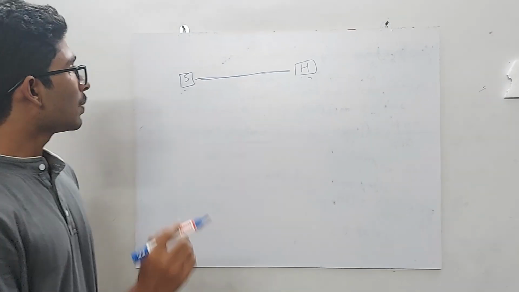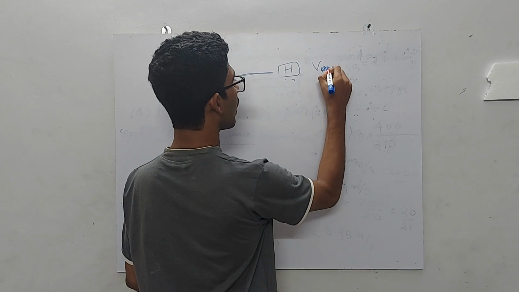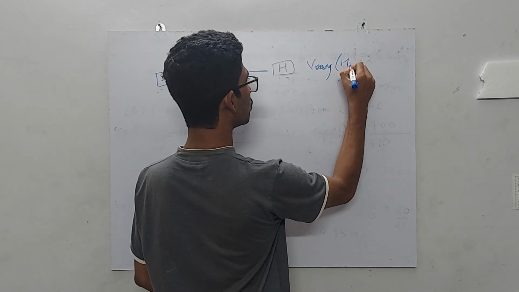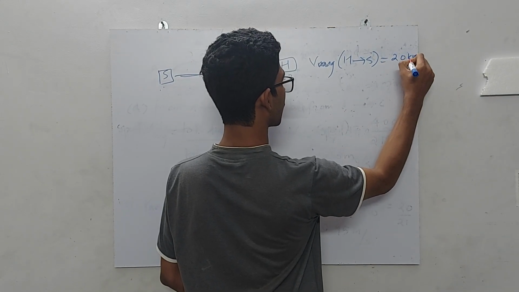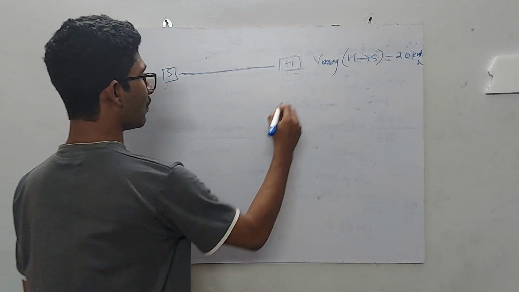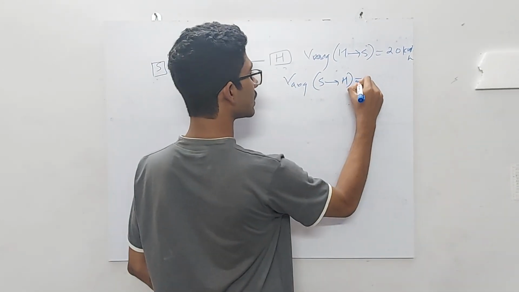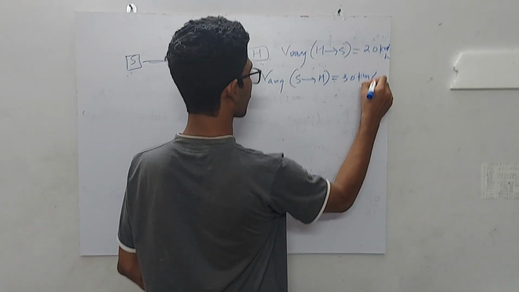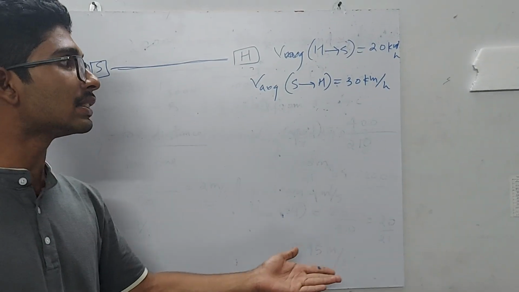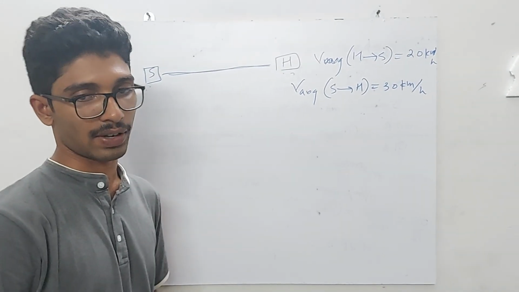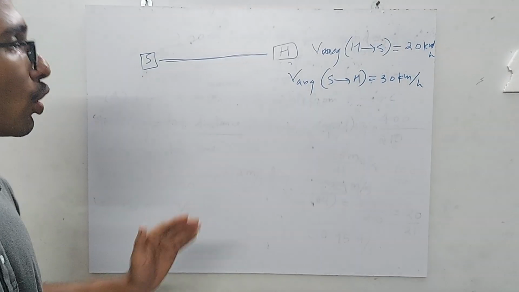Okay, so let's write V average from home to school is 20 km per hour, and V average from school to home is given to be 30 km per hour. So what would be the average speed of Abdul? From these two values, we feel like the obvious answer is the average of these two, that is 25 km per hour. But that's actually a wrong answer. So here we have to be a little bit more cautious.